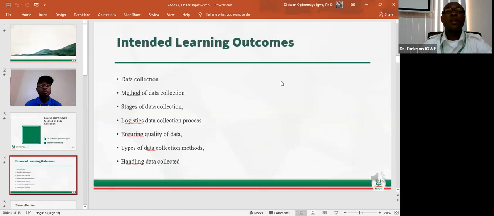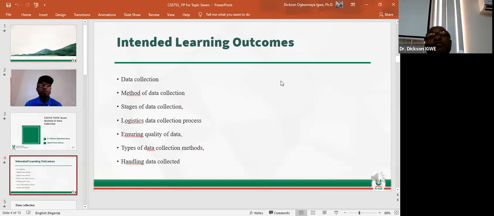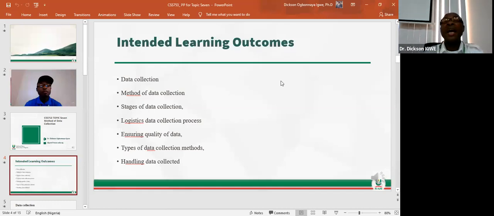Not without mentioning the intended learning outcomes. It is expected that at the end of this class, students should be able to understand and explain what data collection means, methods of data collection, stages of data collection, logistics of the data collection process, ensuring quality of data, types of data collection methods, and handling of data collected. These are expectations that you must ensure do not pass you by.